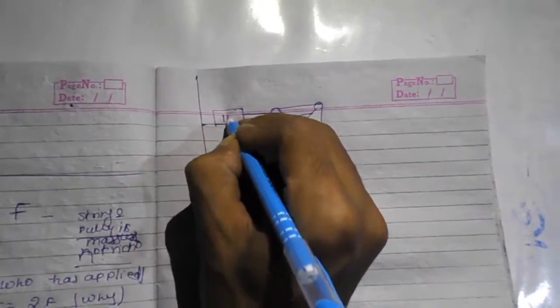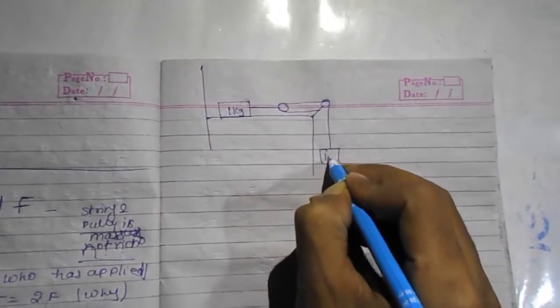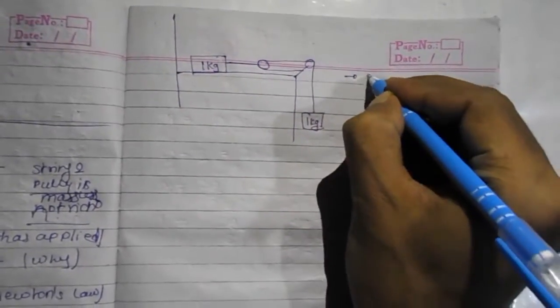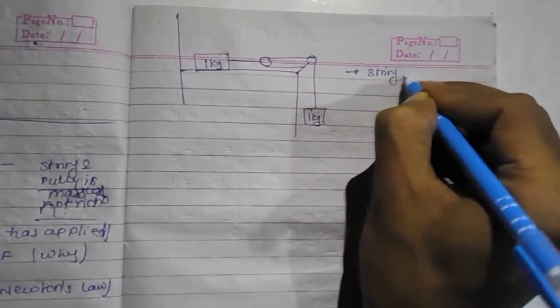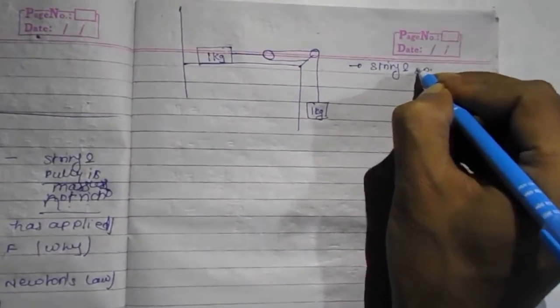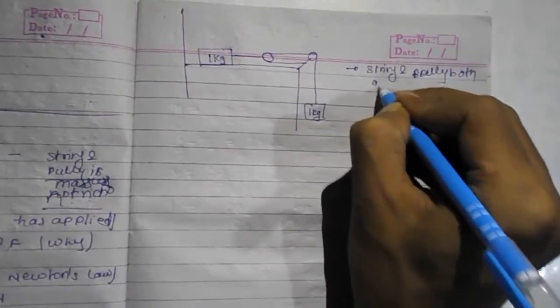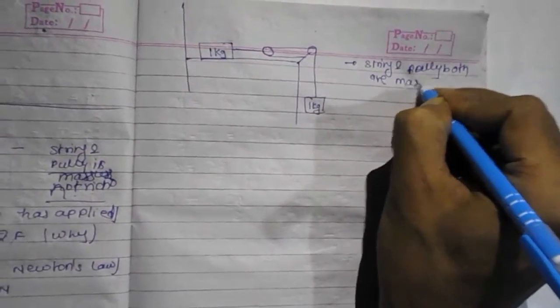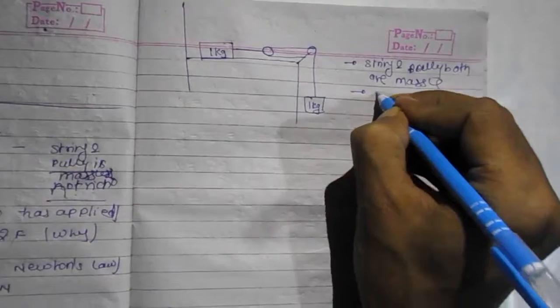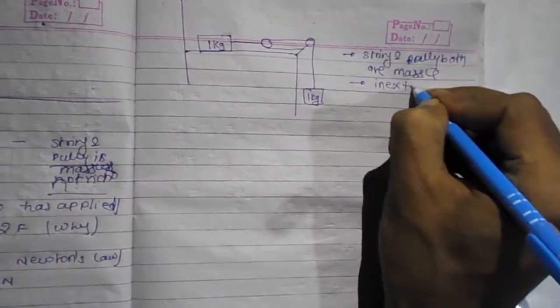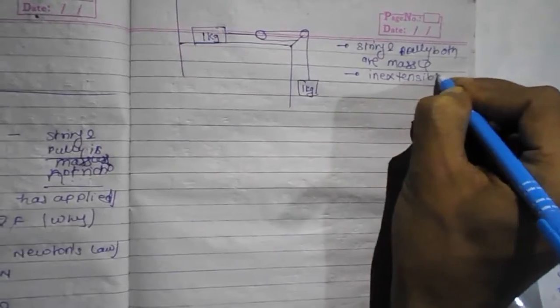This is 1 kg, this is 1 kg. Both blocks are 1 kg. What is the question here? The string and pulley are both massless, and the string is inextensible.